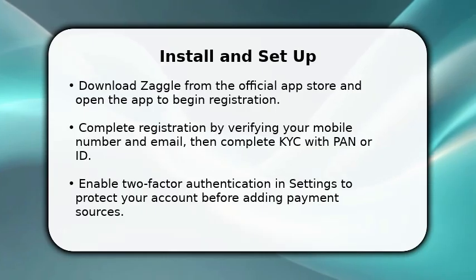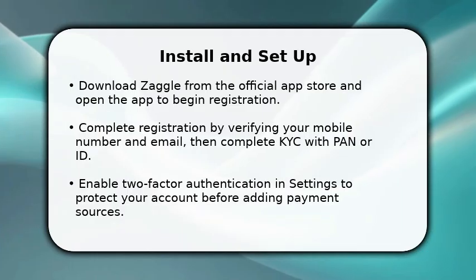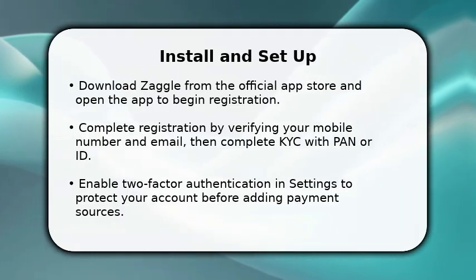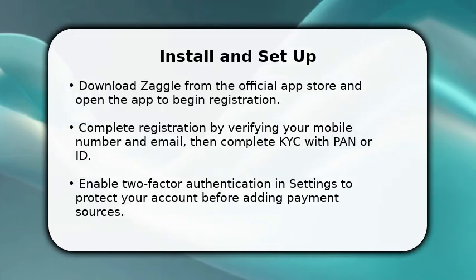Download Zaggle from the official App Store and open the app to begin registration. Tap Create Account, enter your mobile number and email, then verify with the OTP sent by SMS. The app will prompt you to set a secure PIN.